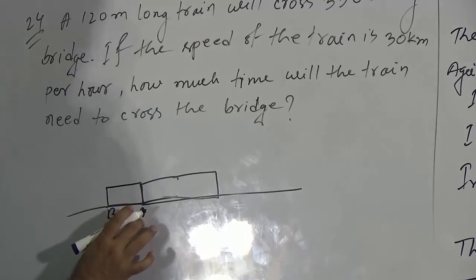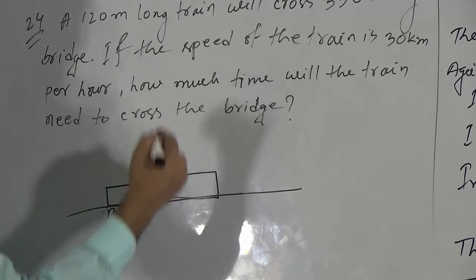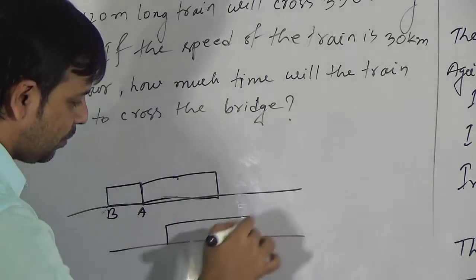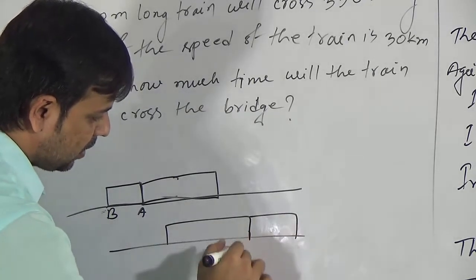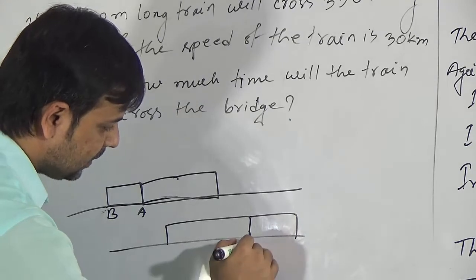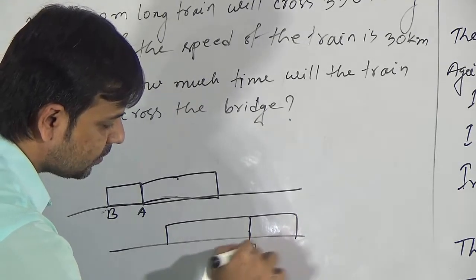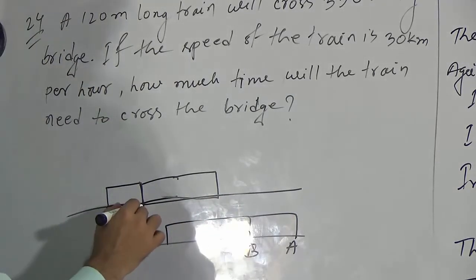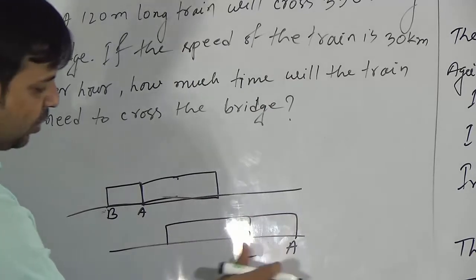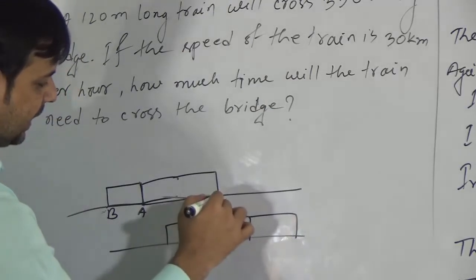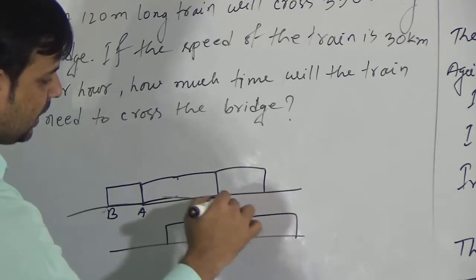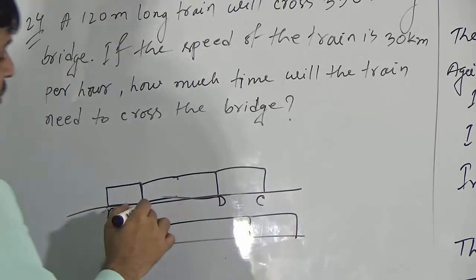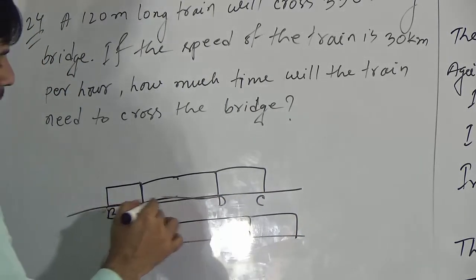So if AB is the train, then to pass the bridge, the position of AB should be here. It means that the train has to pass the total distance from A. If we denote this by C and D, now this is the train. Suppose here is C, here is D. It means the total distance the train has to pass is from A to C.